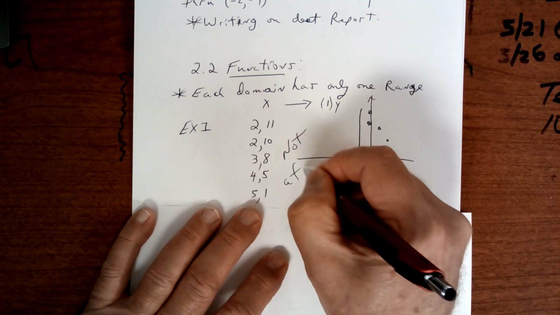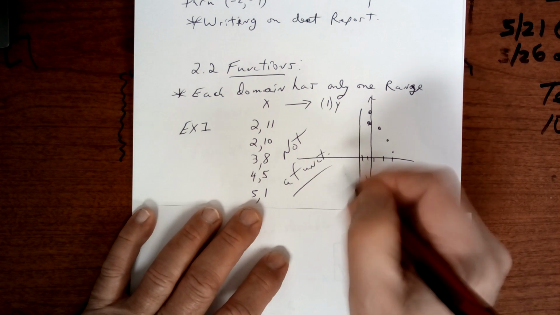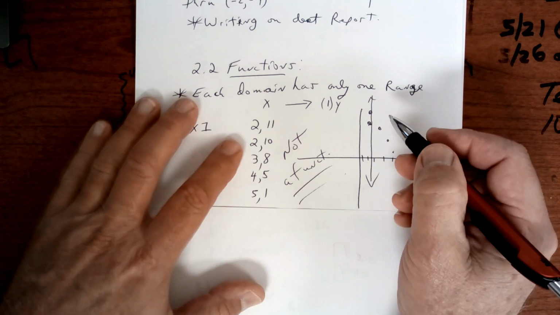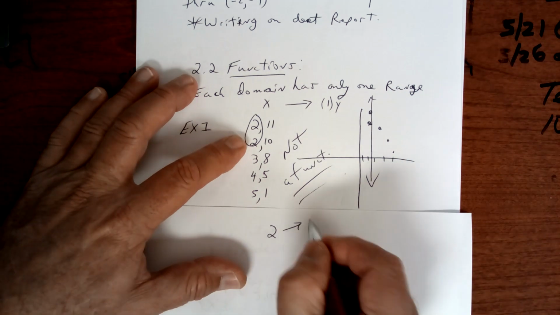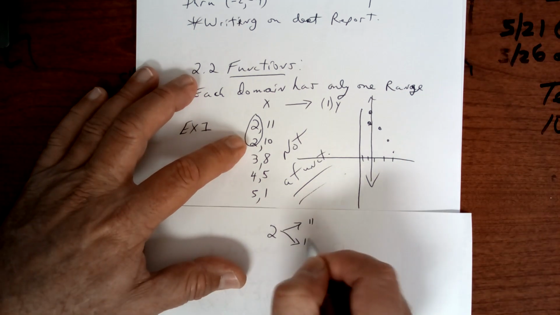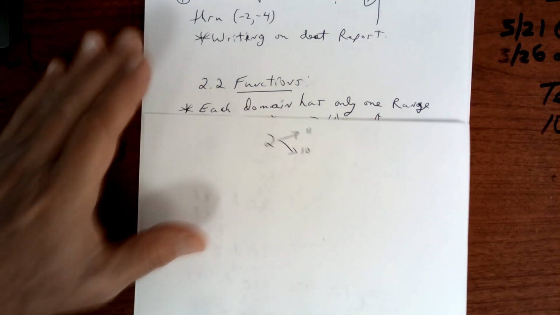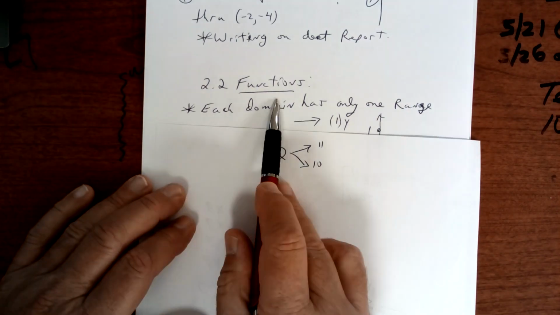And you might say, why? Well, not only does it hit 2 points, but if you look here, the domain is 2, and it has 2 different y's. It has an 11 and it has a 10, and it violates this right here, where every x has only one y.